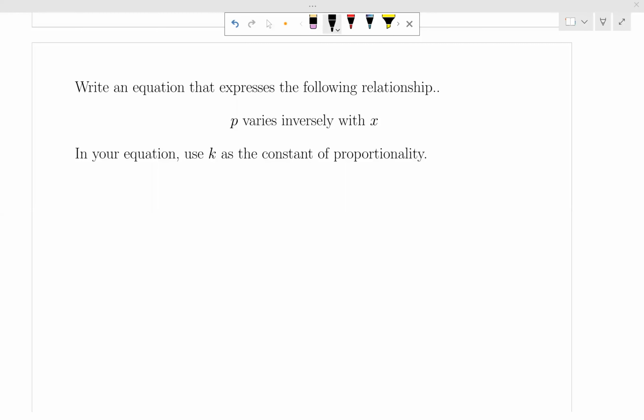Okay, so we're looking at this problem. It says write an equation that expresses the following relationship. P varies inversely with X. In your equation, use K as your constant of proportionality.